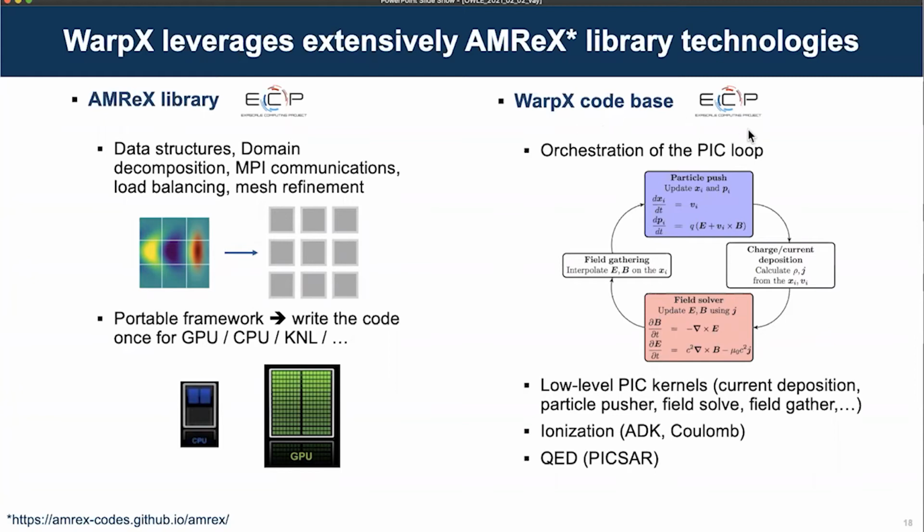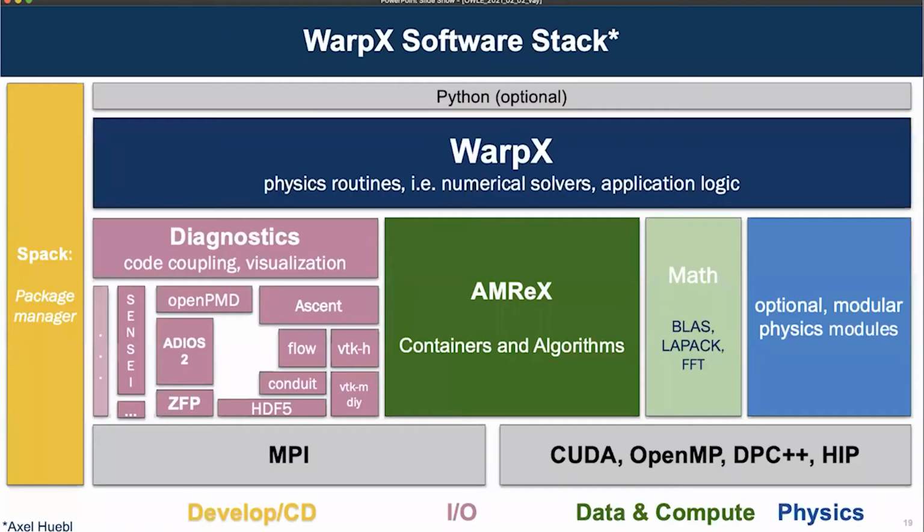And the WarpX code base, which is what we care more about on the laser plasma accelerator modeling side, is where we orchestrate the particle-in-cell loop. We provide low-level particle-in-cell kernels for current deposition, particle pusher, field solver, field gather, all written using the AMReX library capabilities. We also provide additional modules like ionization and QED, the last one being in collaboration with our colleagues from CEA. So here's what the WarpX software stack looks like at the moment.